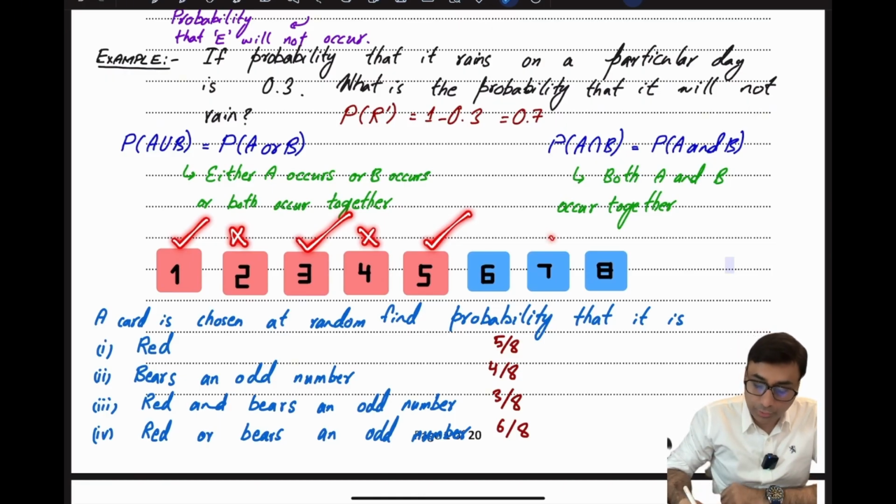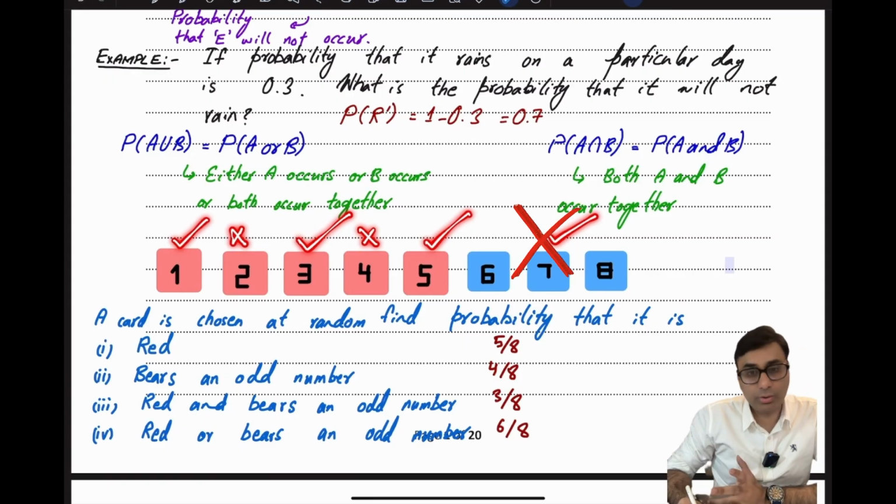Similarly, if you look at number 7, you will not pick that card because it is odd, but it is not red colored. So there are only 3 cards which are red as well as bearing an odd number. That means the probability is going to be 3 upon 8.